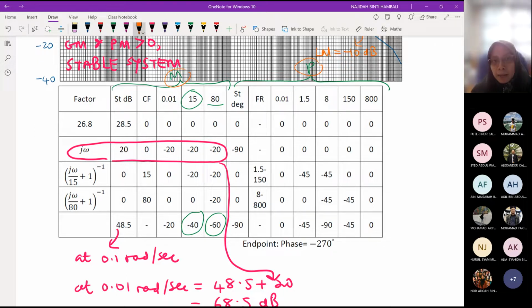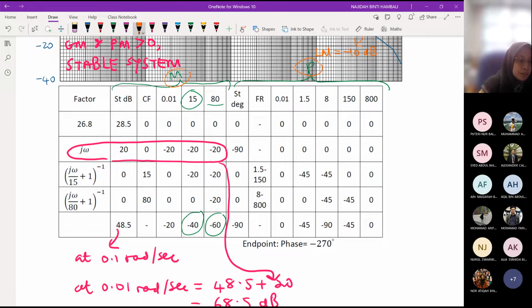But if you are combining the magnitude and phase table in one large table, you need to change the orientation of your answer script from portrait to landscape. Then only can it fit all the columns. Kalau tak, tak muat semua column. Okay, it's up to you. If you do not prefer using the landscape orientation in your answer script, you can separate the magnitude table from the phase.